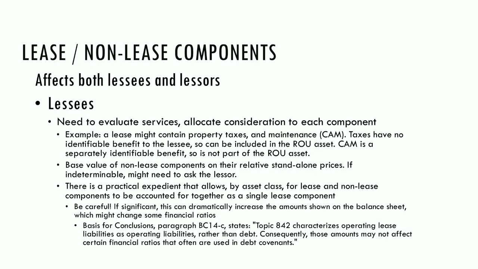Now, there has been a basis for conclusions issued since 842 came out, and one of the paragraphs in that does state that operating lease liabilities are operating liabilities, not debt. So those amounts may not affect some financial ratios, especially those that are used in debt covenants. So be careful of that. You want to watch what we are putting on the balance sheet. Should we be expensing some of it over time? Should we be putting it on the balance sheet, or should we not? There's some work that needs to be done there to determine the proper handling of that.